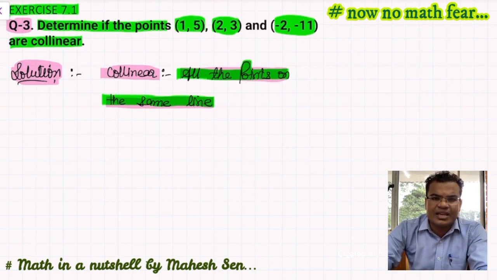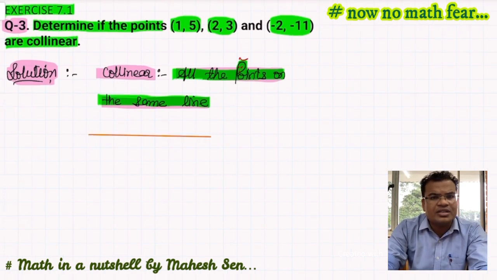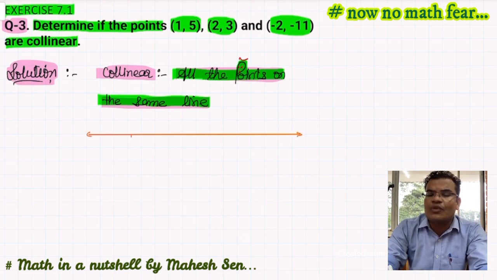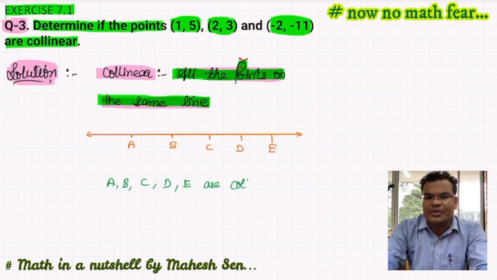This is the general definition of collinearity, but mathematically we'll prove it. When the coordinates are given, how will we prove it? We'll draw a line and take some points on this line. Suppose the points are A, B, C, D, E. I've taken 5 points, and all of these points are collinear because all the points are on the same line. A straight line is there, and the points are on the line. So A, B, C, D, E are collinear points here, right? I think now you understood collinear points.